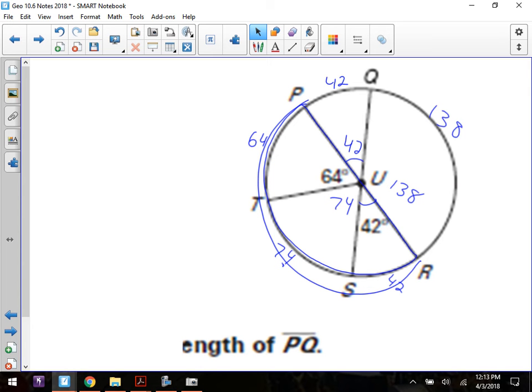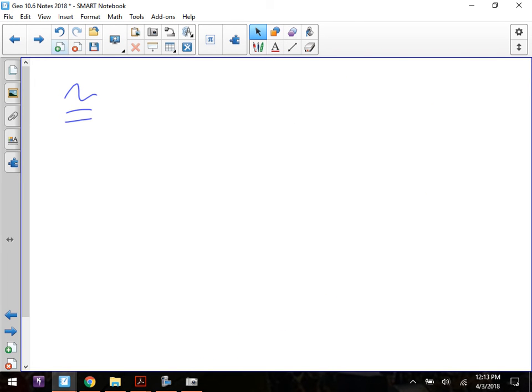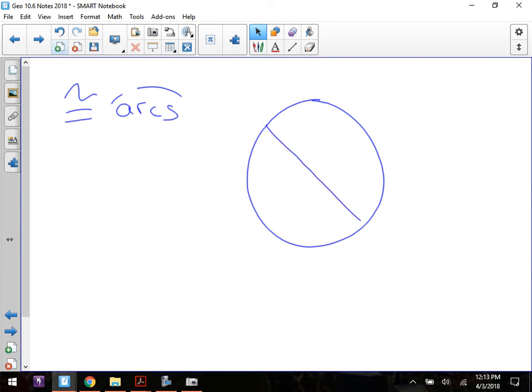Now, the other thing that's going to show up from time to time in things like this is that they're going to talk about congruent arcs. Congruent arcs, if you really think about it, have to be created by congruent central angles. Okay?